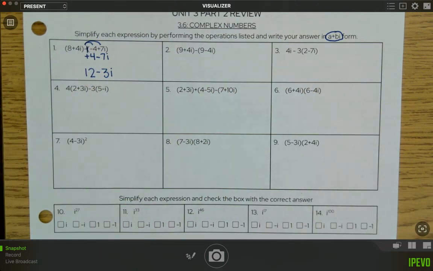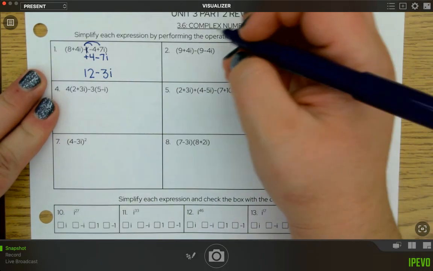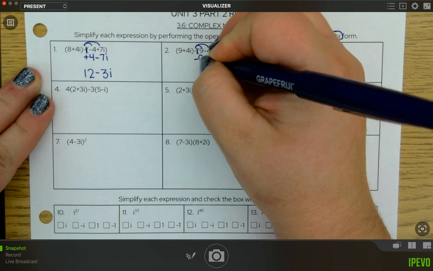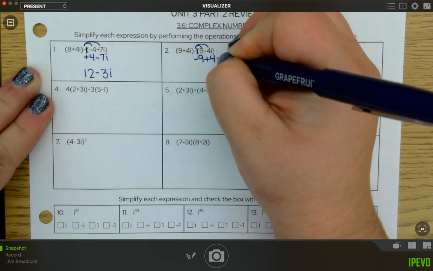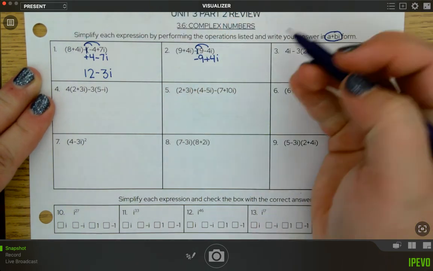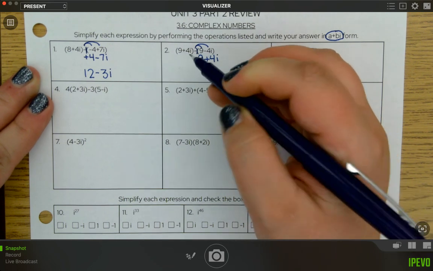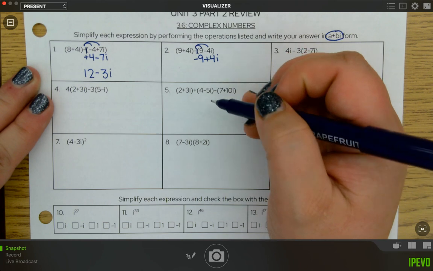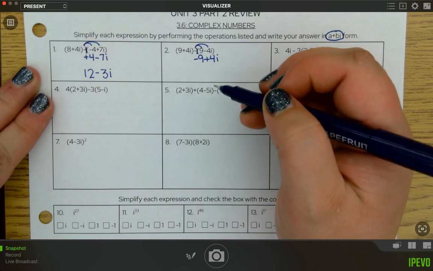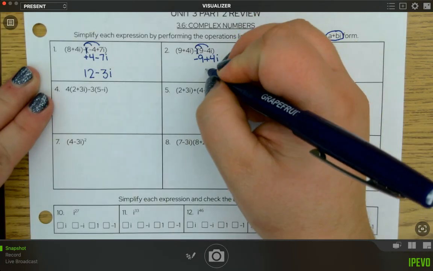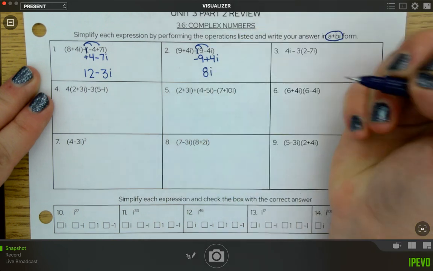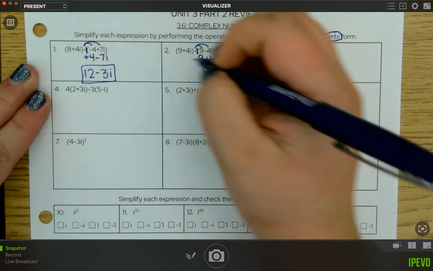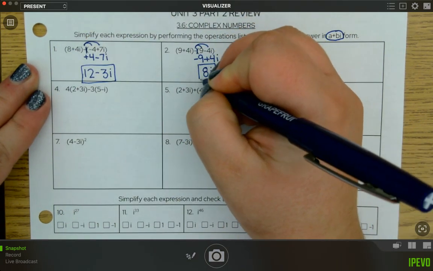All right, number 2. Again, this is subtracting, so I'm going to treat this like a -1 and distribute that -1. That makes it -9 plus 4i. Now, 9 minus 9 is 0. 4i plus 4i is 8i. Okay, you can write 0 plus 8i if you want. That's fine. I'll go ahead and box my answers for you guys. There you are.